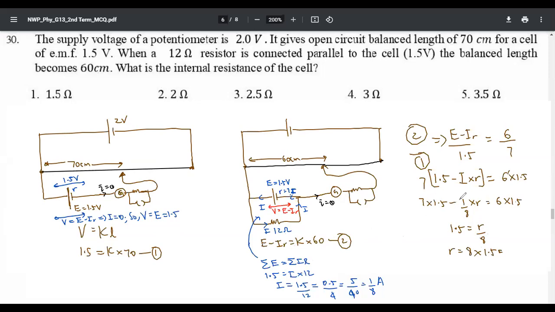No, I forgot to multiply the 7. So 7 into 1.5 minus 7R over 8 equal to 6 into 1.5. And 1.5 equal to 7R over 8. And R is equal to 12 over 7.